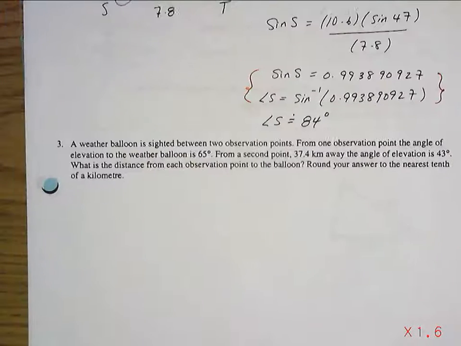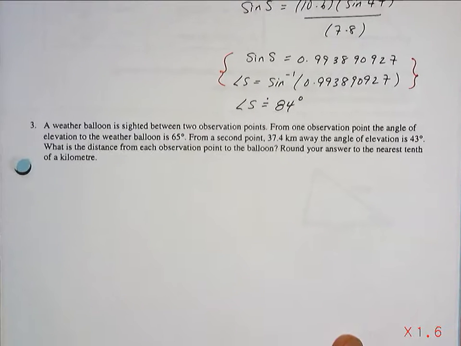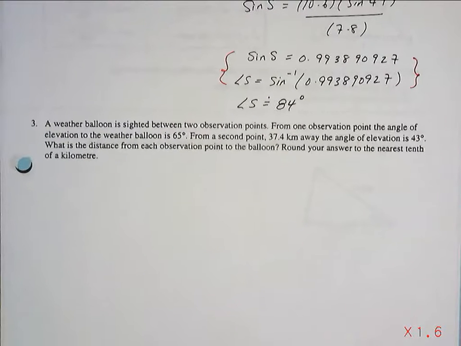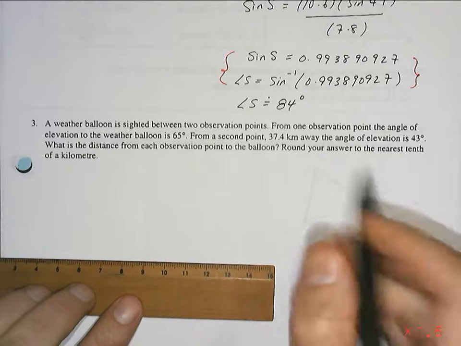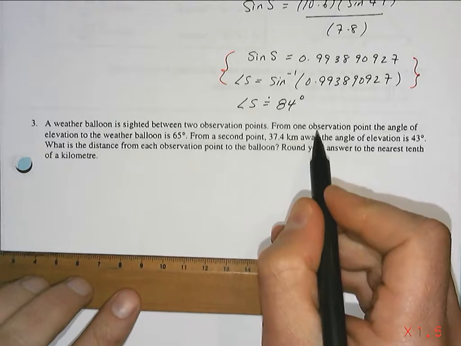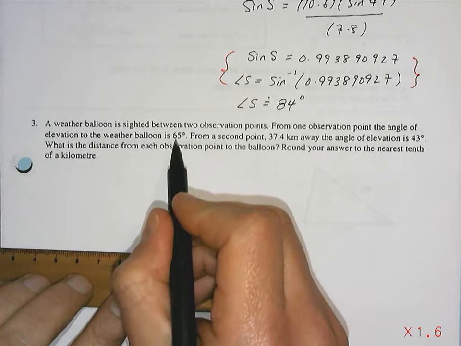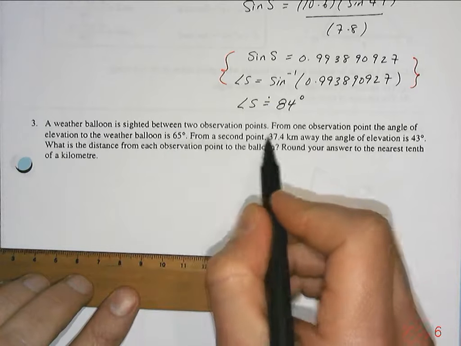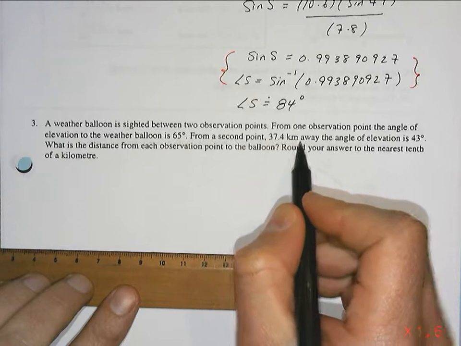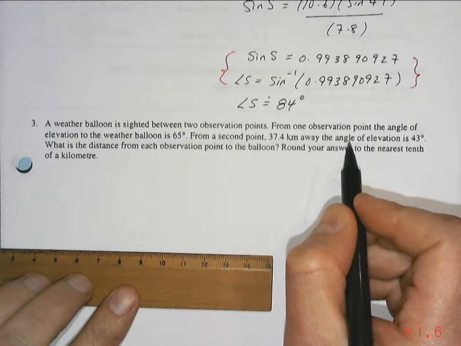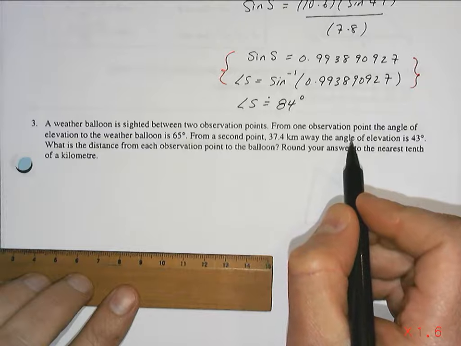Hello team, we're looking at example 3. We've got a weather balloon. It's sighted between two observation points. One observation point has an angle of elevation to the balloon of 65 degrees, and from a second point that's going to be 37.4 kilometers away, the angle of elevation is going to be 43 degrees.